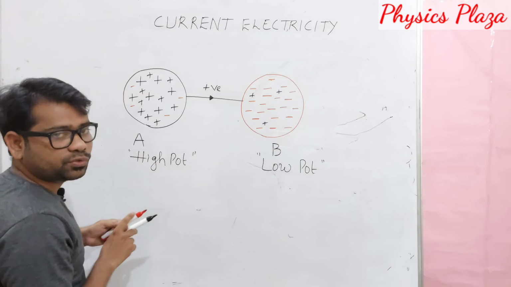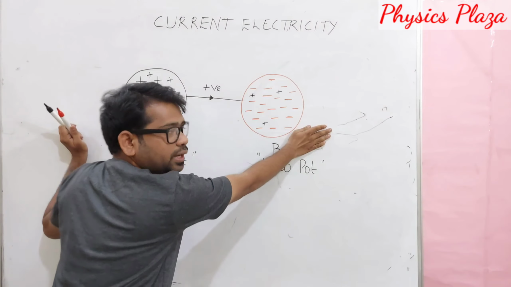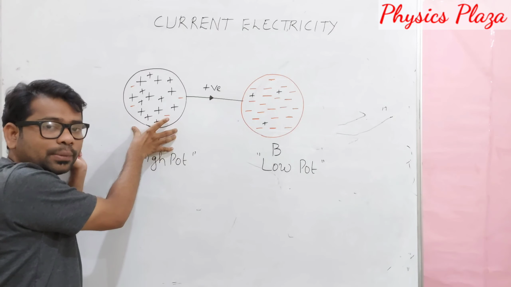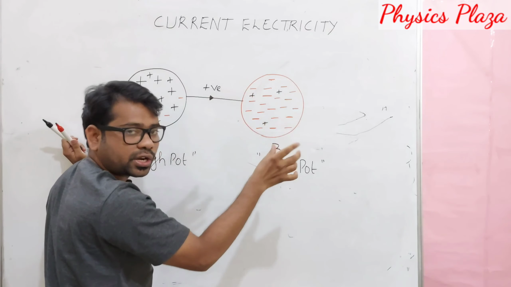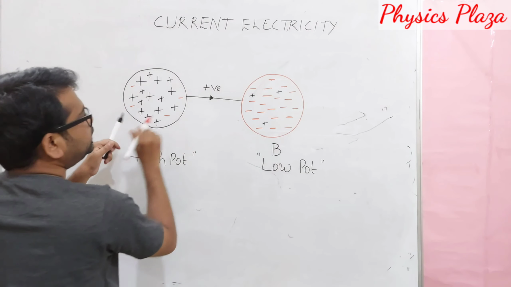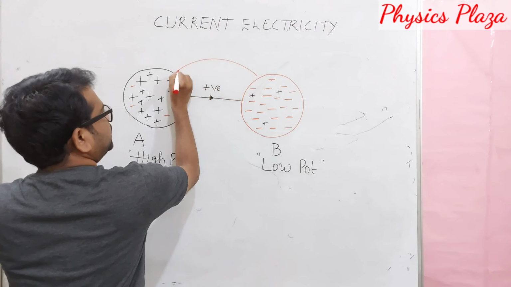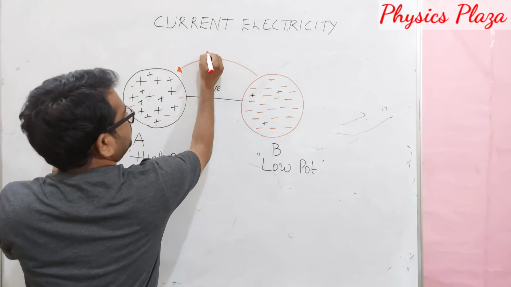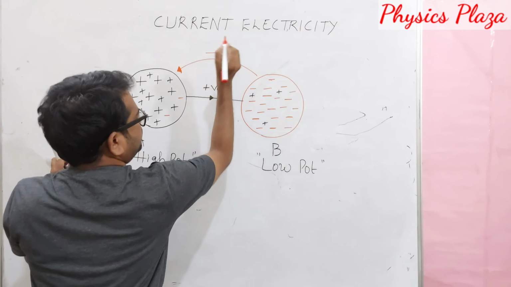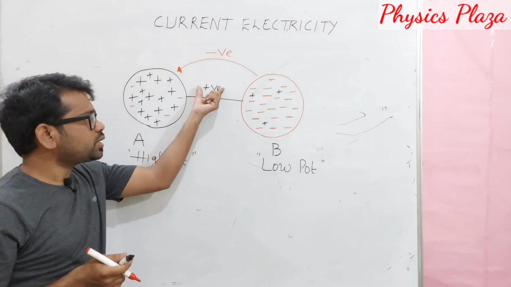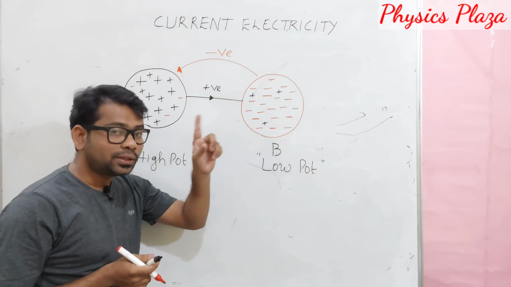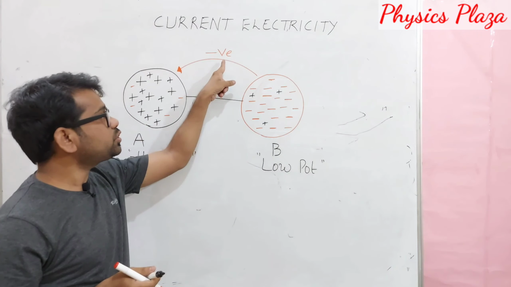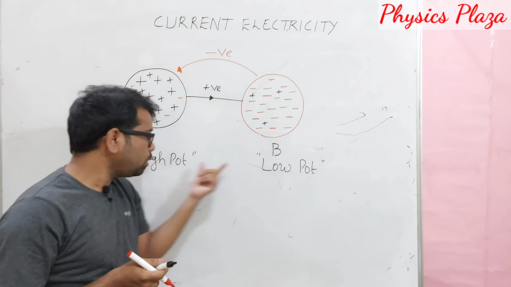But in the reverse direction, what happens? As here more negatively charged particles are there, and here fewer negatively charged particles are there, negative charges will move from B to A. In this direction negatively charged particles are moving. Try to understand, dear children. So positive charges are moving from A to B, that is higher potential to lower potential, whereas negative charges are moving from lower potential to higher potential.